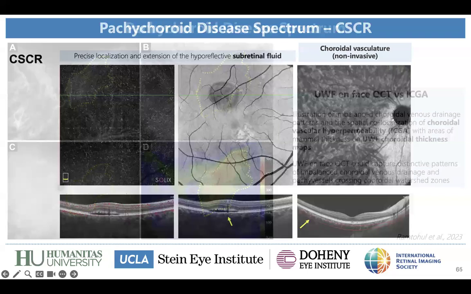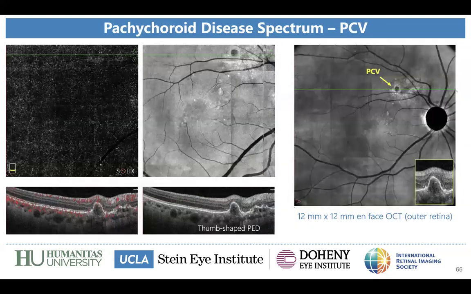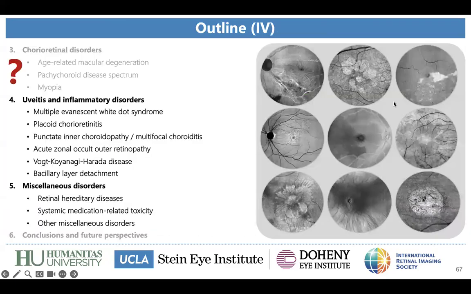Of course, en face OCT can also be very easily applied to central serous chorioretinopathy to show the hyperreflective subretinal fluid, but also again with choroidal segmentation, all the alterations of the choroidal vasculature, importantly, in a non-invasive manner. Finally, in this context, en face OCT can also be applied to the detection of polypoidal choroidal vasculopathy, as shown in this example, where the thumb-shaped PED appears again as a donut lesion. So this concludes the third part.